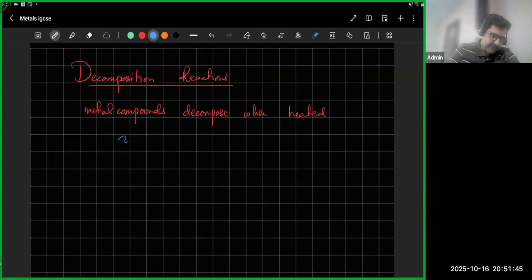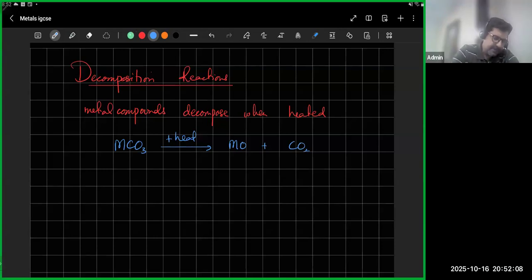The first one is a carbonate. So I'm just going to write, ठीक है, CO3 2- होता है. So metal carbonates tend to decompose. They form metal oxide plus carbon dioxide. ठीक है, so when you heat them, that's it. So make sure you know this.